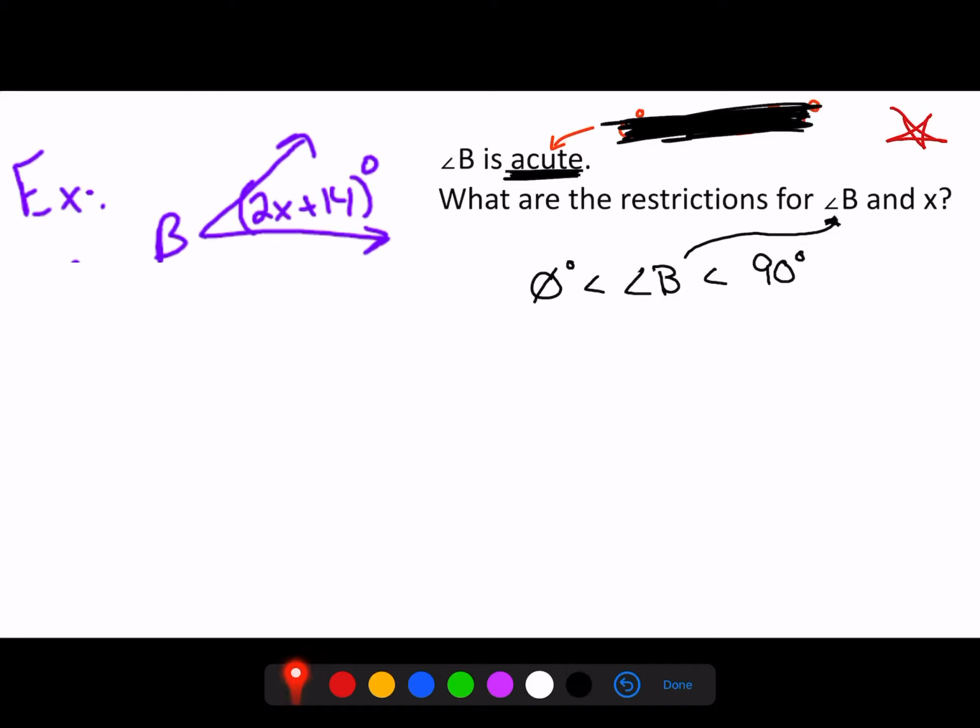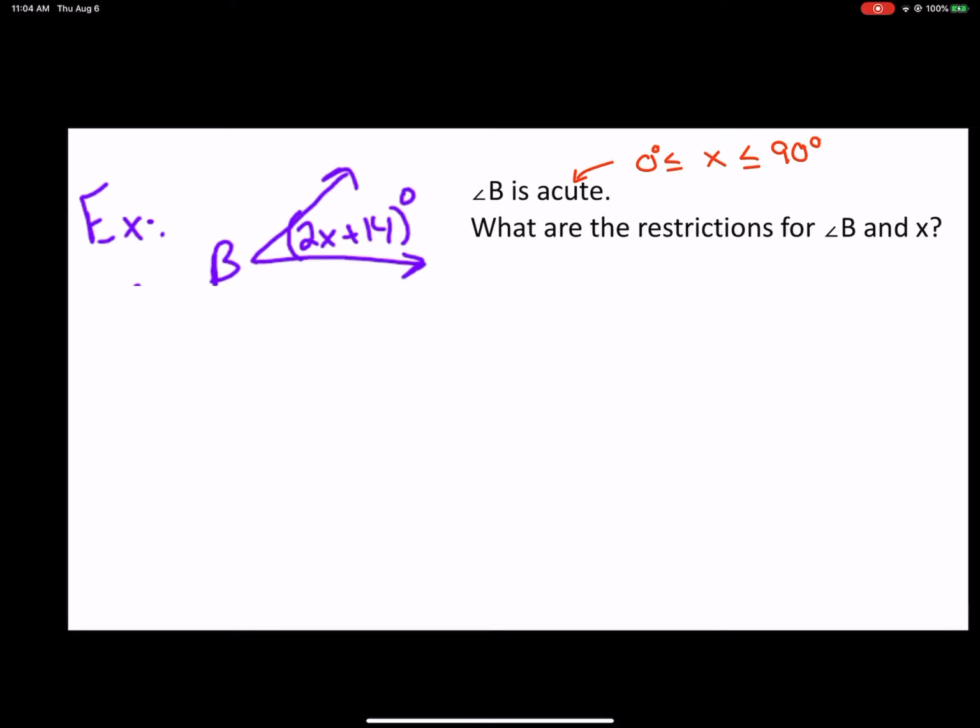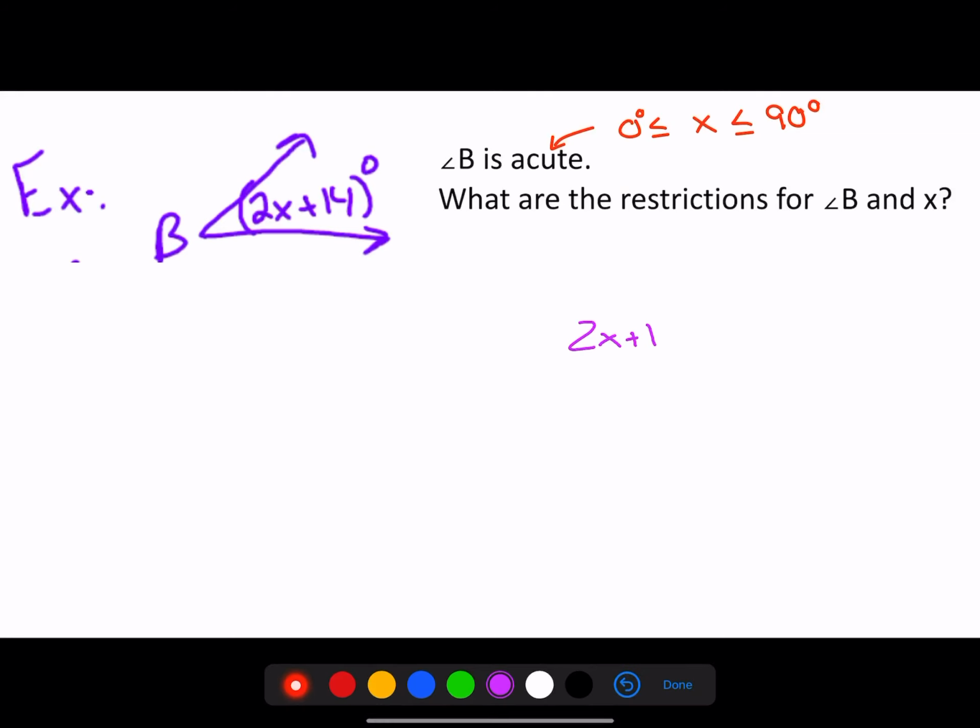Now, I notice the variable x is within our angle itself. So I know x needs to follow these same guidelines. It has to be between 0 and 90. So I'm going to take this whole chunk, what angle B is, 2x plus 14, and I'm going to have the same restrictions on it. It must be between 0 and 90, and again, angle B is between 0 and 90 as well.